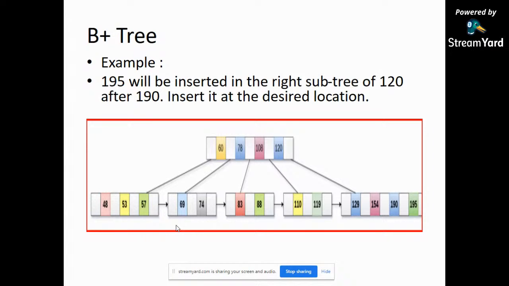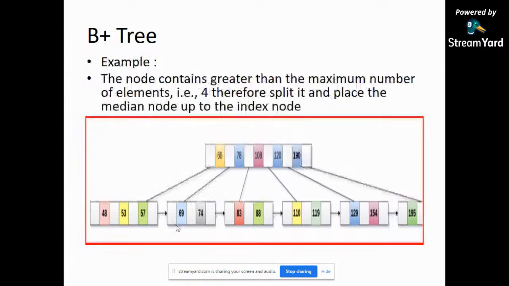So we'll find the median. Median is 190. We'll push that 190 to the parent node and we'll split this node into two. Now 129 and 154 will be in one node and 195 and 200 will be in another node. Now the root node is violating the property because again it is having five key values in it.